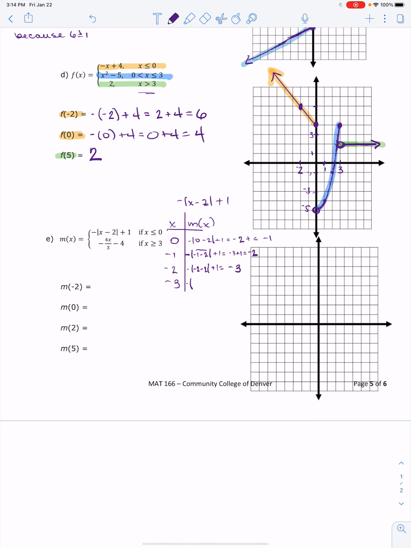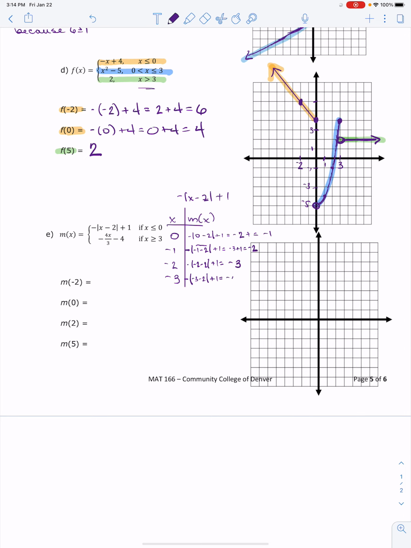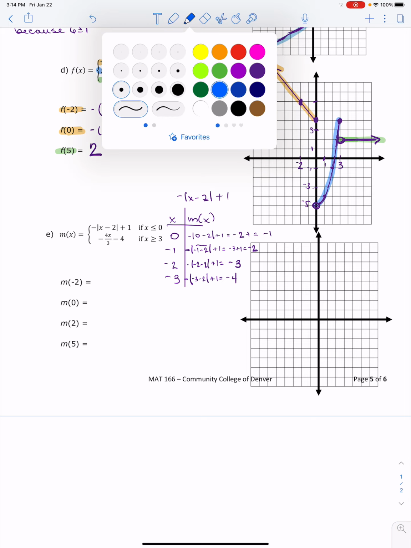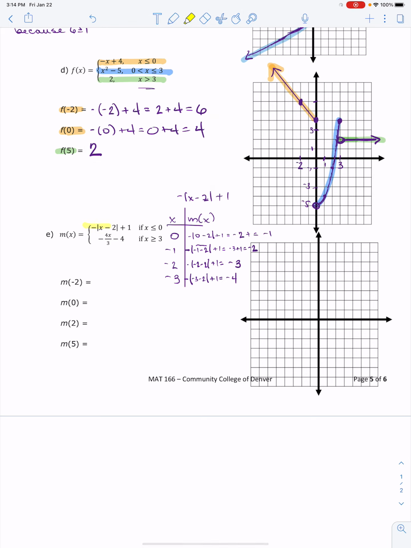And at negative 3, I've got negative 3 minus 2, which is negative 5. The absolute value of negative 5 is positive 5. I want the opposite of that. Negative 5 plus 1 is negative 4. So, color coding, yellow. Boom. I have got 0, negative 1, and I'm allowed to use 0. So that is a closed circle. At negative 1, I've got negative 2.